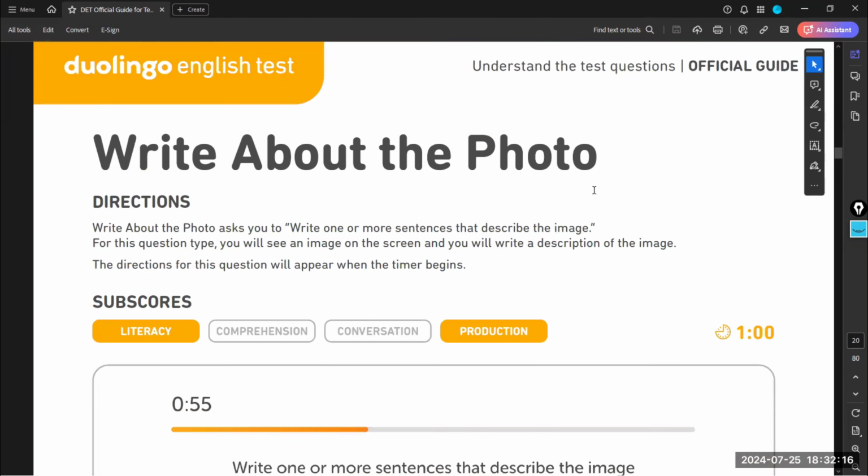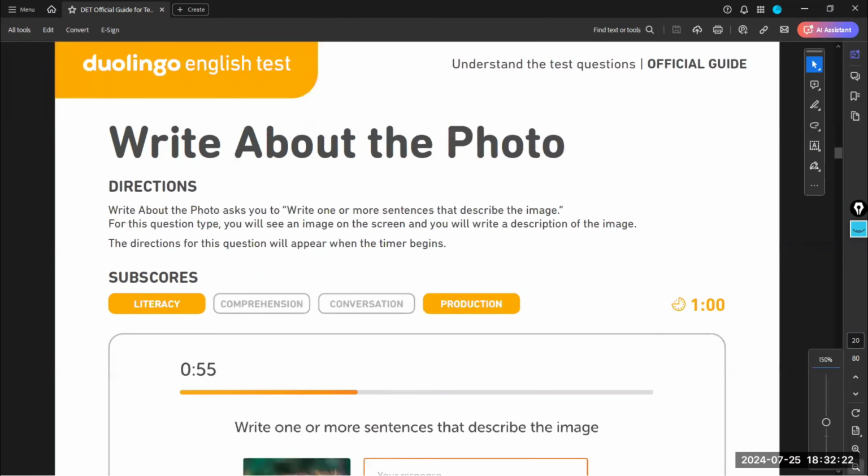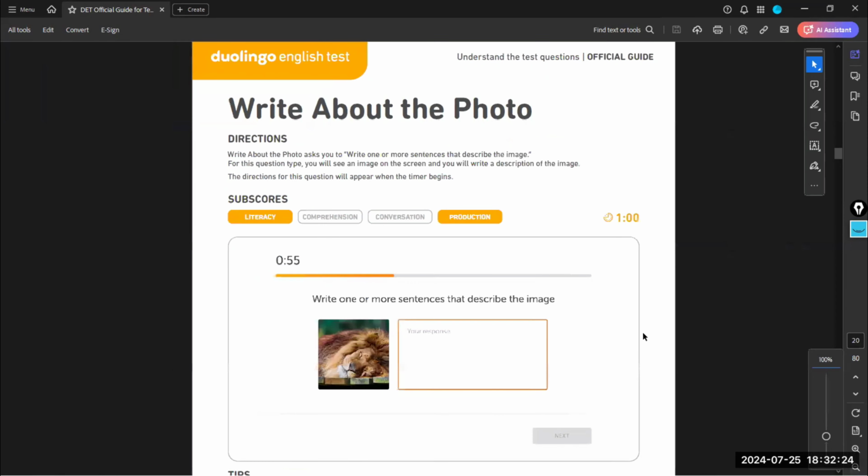Now I think we have to start discussing this module, which is write about the photo. So let me zoom the page out and let's start discussing this module. So this is it. This is write about the photo.